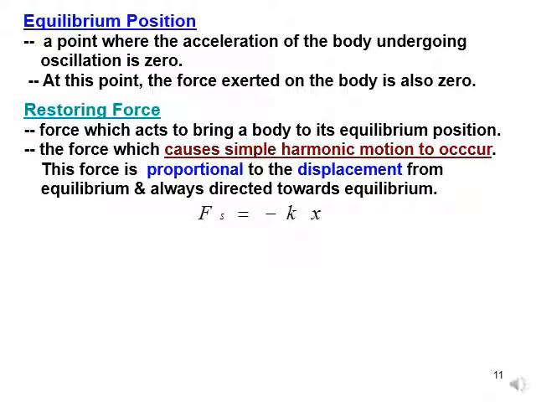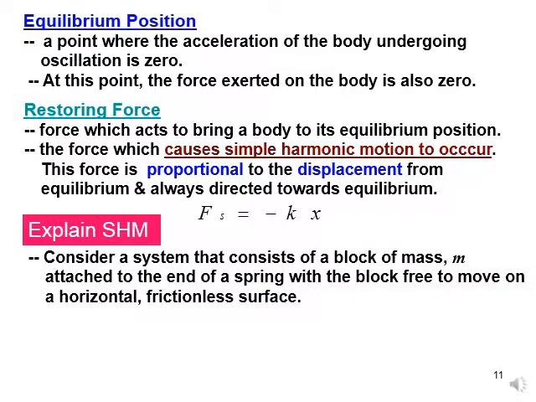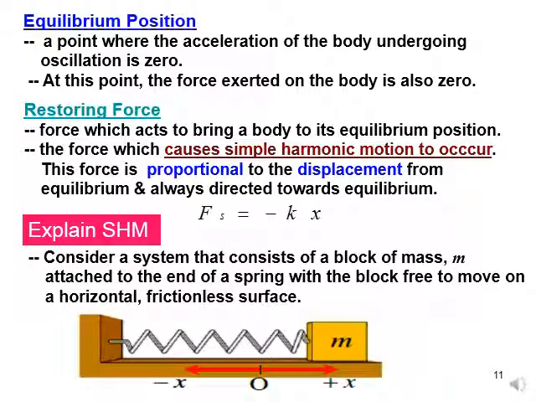Mathematically, we can write the restoring force Fs is equal to negative kx. The negative means the direction of the restoring force is always opposite to the displacement x. For further explanation of SHM, consider a mass-spring system moving horizontally on a frictionless surface.